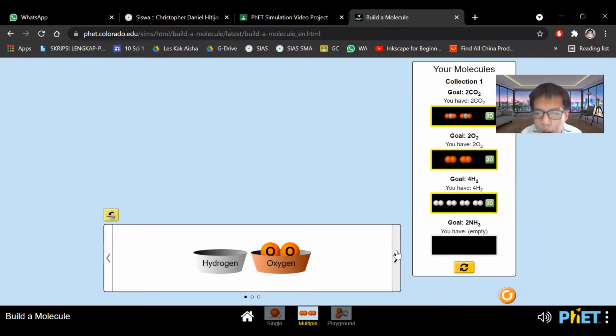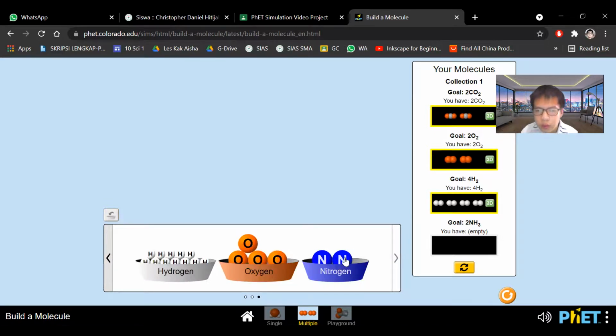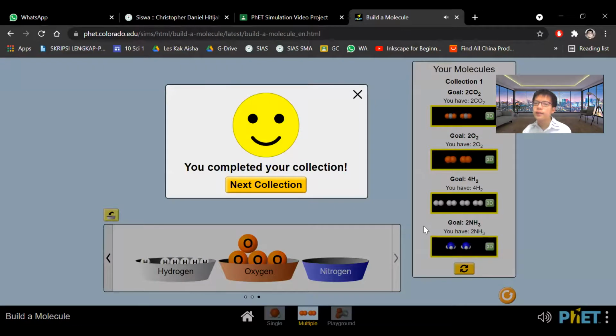The last one is 2 ammonia, or 2 NH3. We take 2 nitrogen atoms because of the coefficient, and we take 6 hydrogen atoms because 3 times 2 equals 6. We combine them with the nitrogen atoms, 3 hydrogens for each nitrogen, and put them in the black box. It says you complete your collection. You may click the next collection, but I want to explain the last feature, the playground feature.